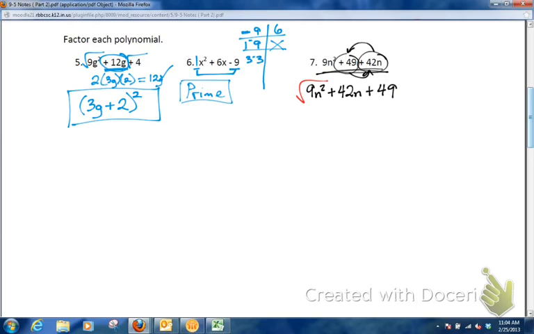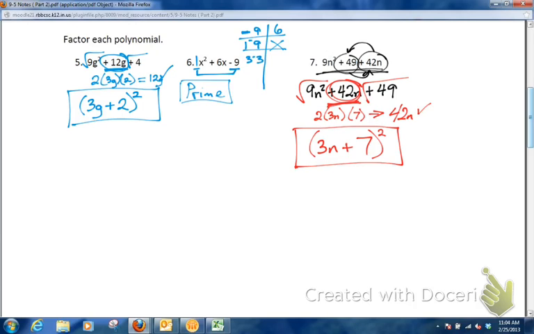So, square root of 9n squared, 3n. Square root of positive 49 is 7. Middle term has a positive sign. So again, I'm checking, is that 42n, did they get it by taking 2 times a, which is 3n, times b, which is positive 7. And 2 times 3n times positive 7 does give me 42n. So yes, this worked, which means yes, this is my answer. It's that binomial squared. Don't forget the squared part. 3n plus 7 squared, meaning 3n plus 7 times 3n plus 7.